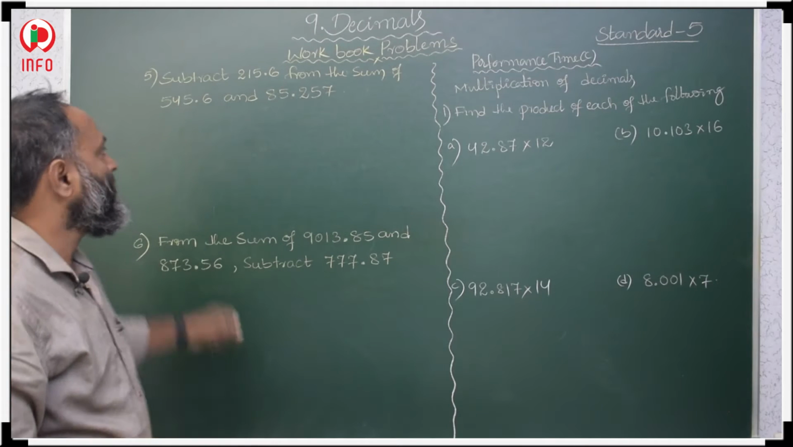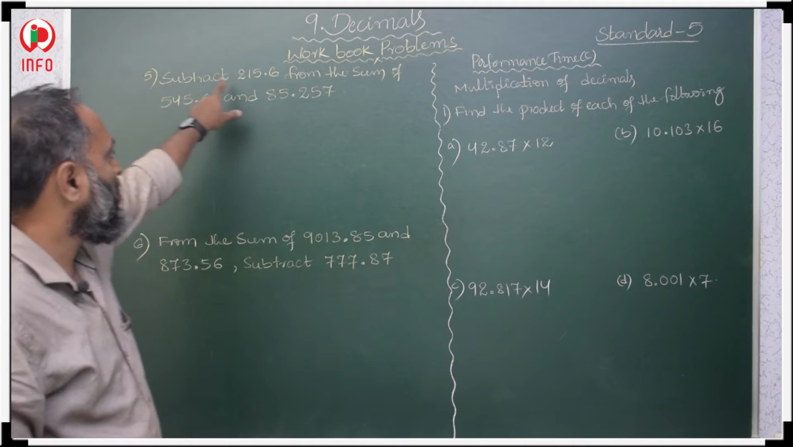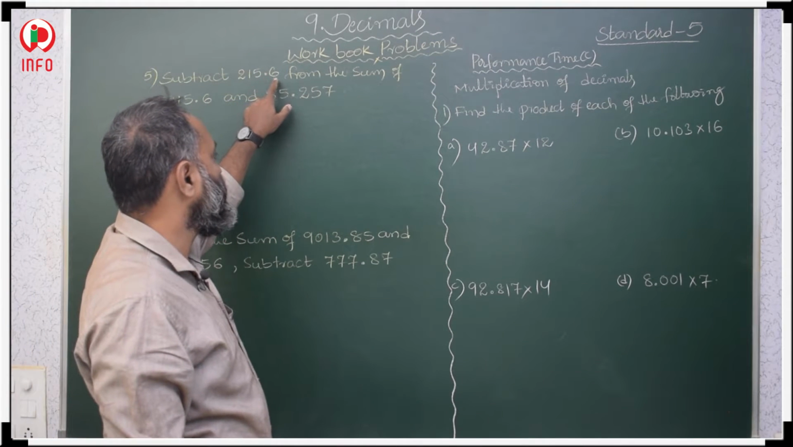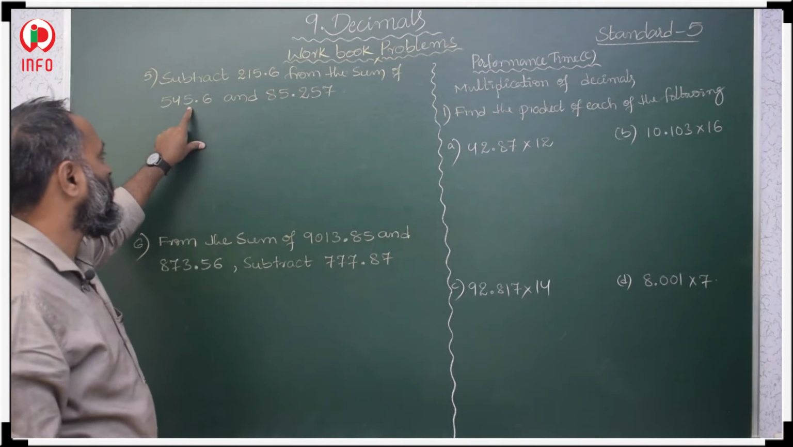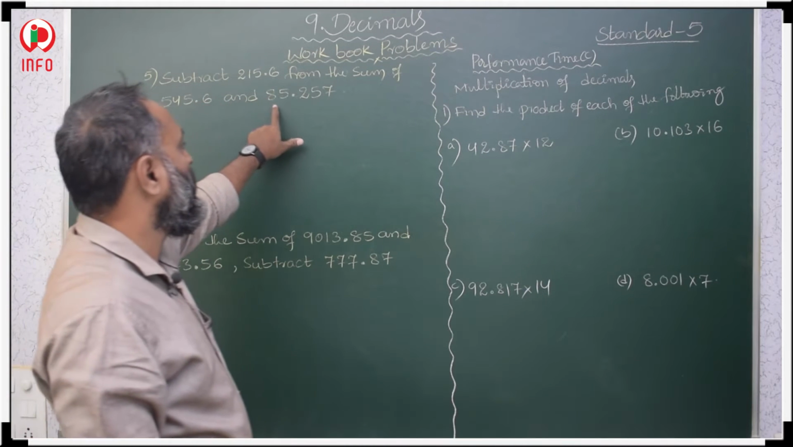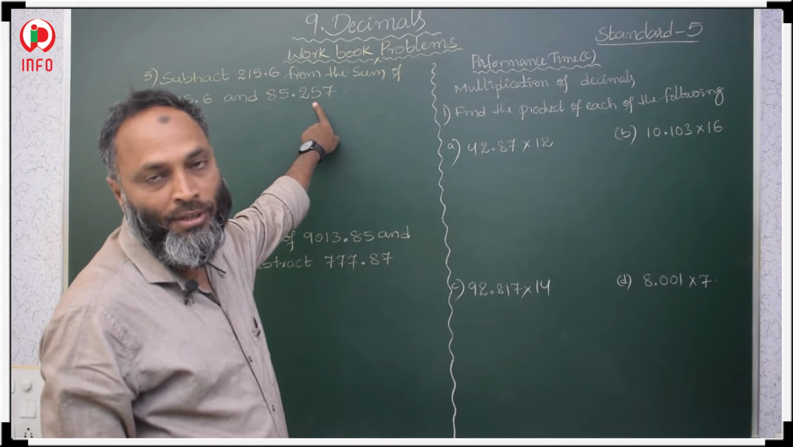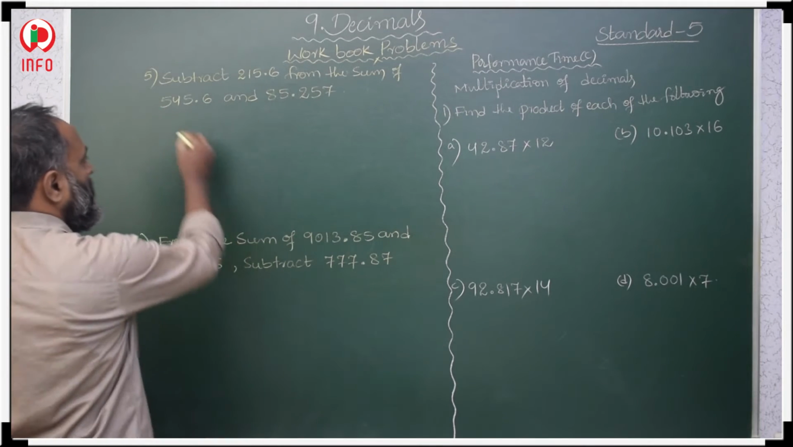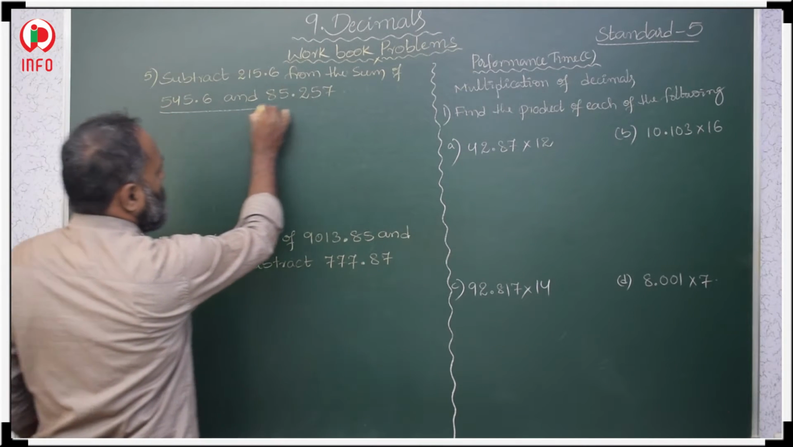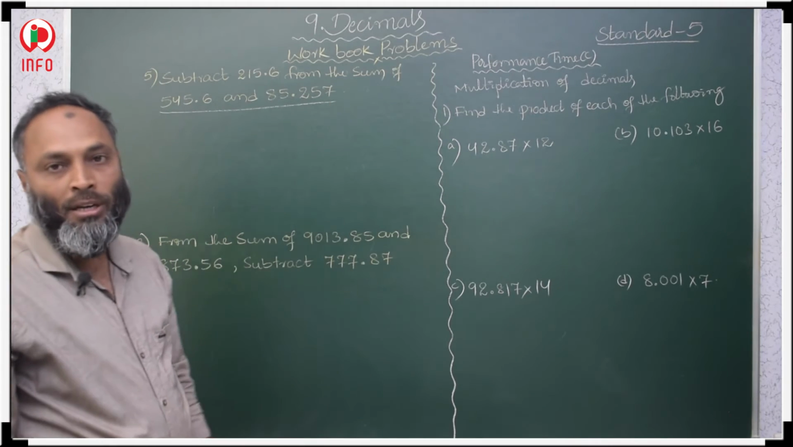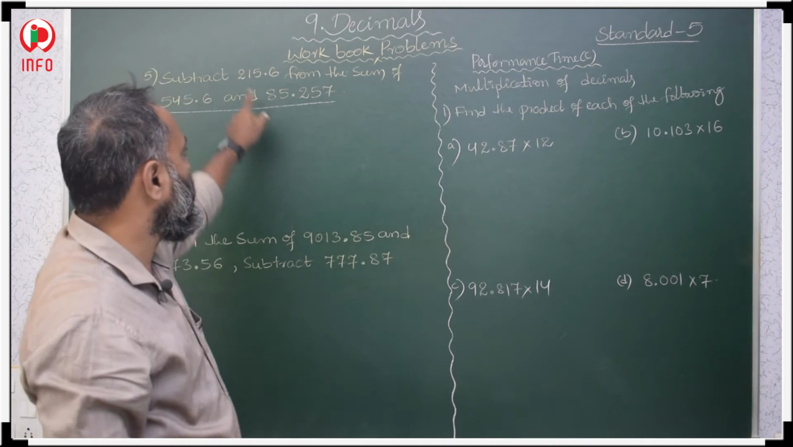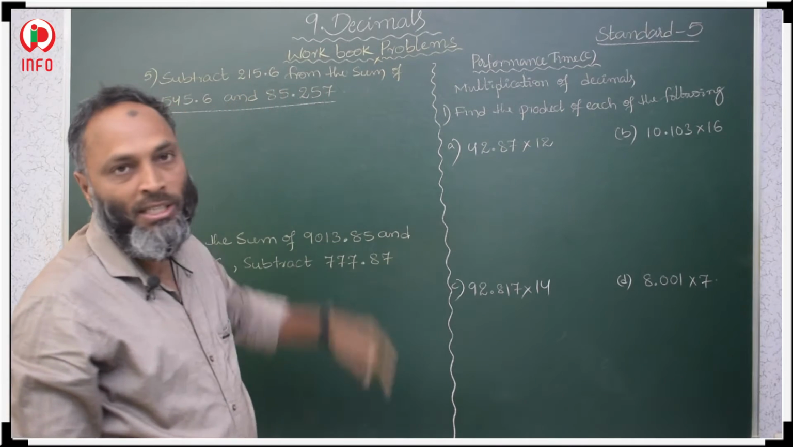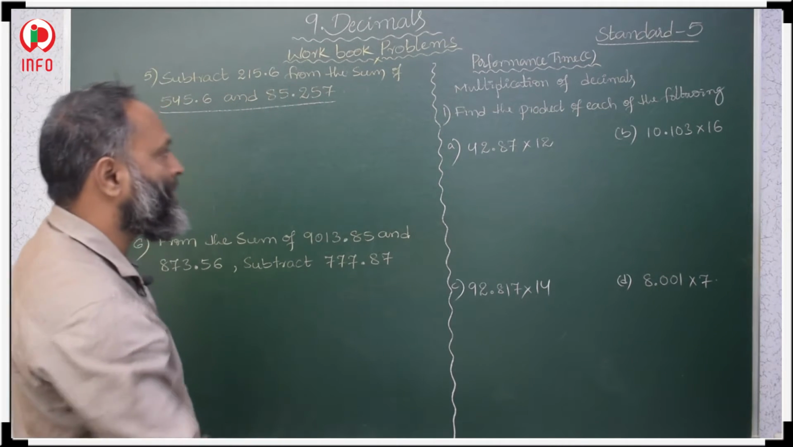Now the next one, see the fifth question: subtract 215.6 from the sum of 545.6 and 85.257. From the sum of means first we should find the sum of these two numbers. From that sum we should subtract 215.6. Okay, first you find the sum.